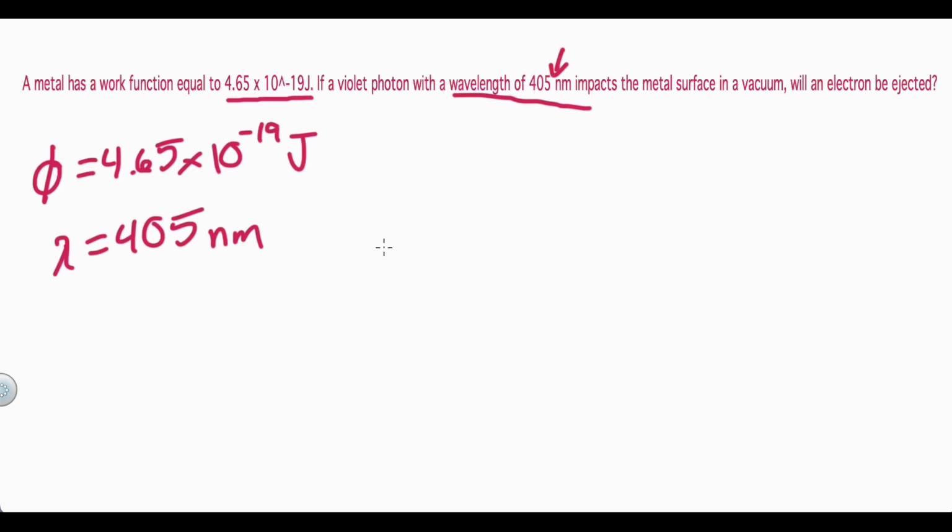Okay. So we know that the energy of a photon equals hv. And we know that the frequency equals the speed of light over wavelength. Because we don't have frequency directly, we can convert frequency to speed of light over wavelength in order to successfully solve this equation.